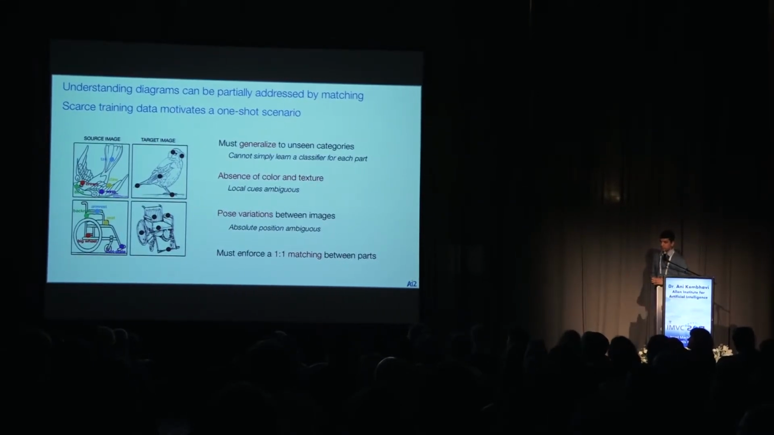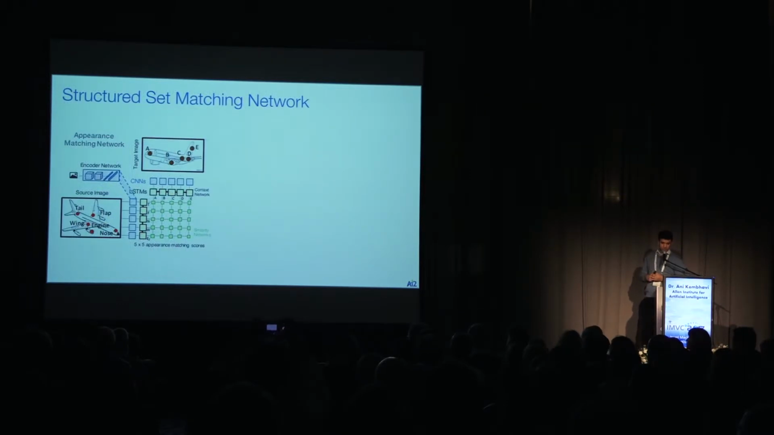So what was our approach to this problem? We have what we call a structured set matching network. There are two parts to this problem. One is an appearance matching network, and the second part is a structured prediction model which we build on top of this network. So let's start with the matching network. You have the source image on the left, and you have the target image on top. The source image contains endpoints, as does the target image. The source image has these labeled, and you want to transfer these to the target image.